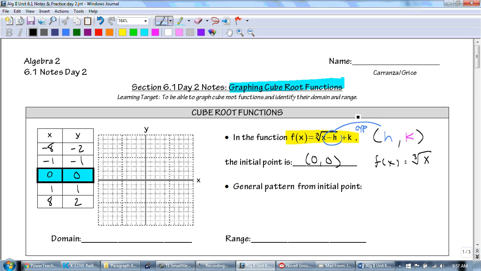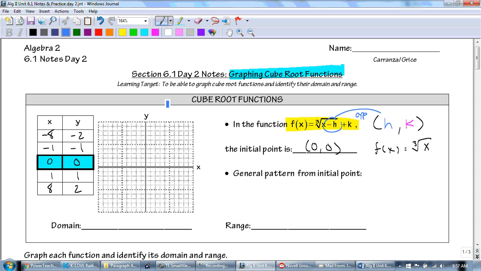Now, the general pattern of this graph. So let's go ahead and start graphing it. So at 0, 0, and then I'm at 1, 1, and then I'm at 8, 2. So for part of the graph, I'm going up 1, right 1, up 2, right 8. So that is just part of the graph, because if you notice, there's also the bottom part of the graph. And the bottom part of the graph, I'm going down 1, left 1, down 2, left 8.